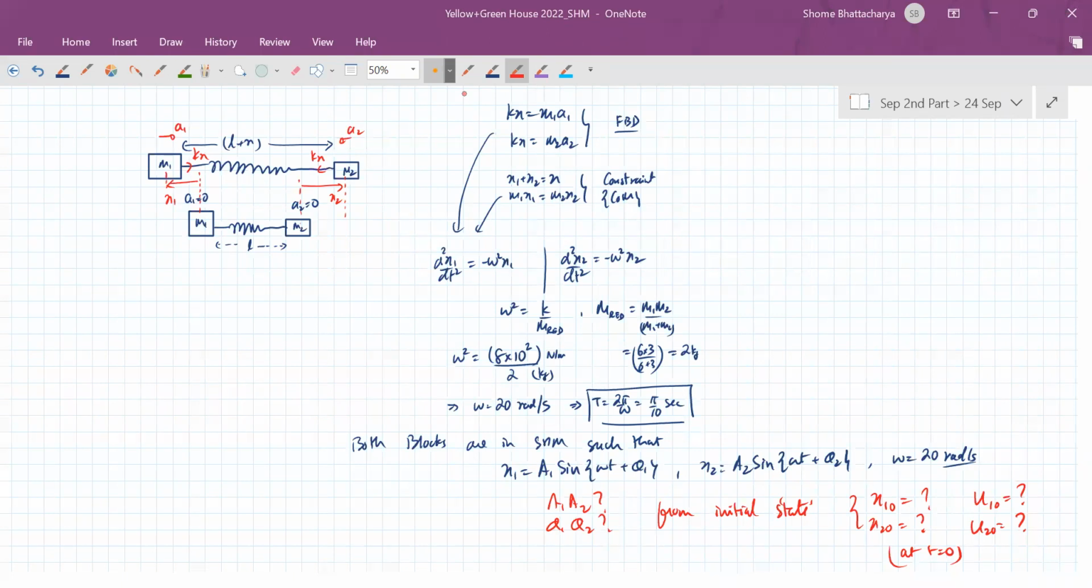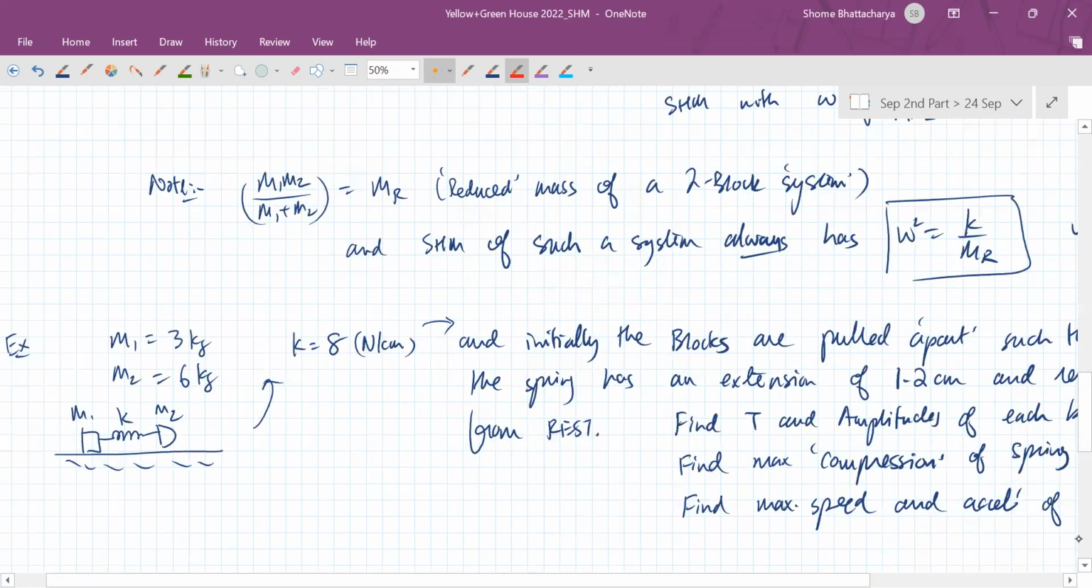Yes, very good, that's correct. But I think M1 is the heavier mass. No, M1 is the lighter mass. Okay, that's correct. Then the values are correct. Very good. M1 is 3 kg and M2 is 6.